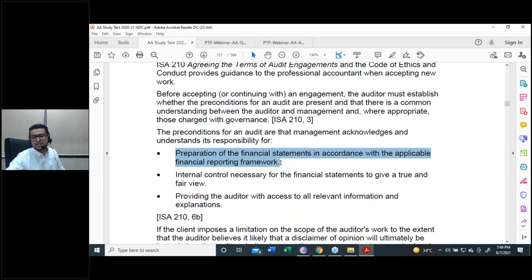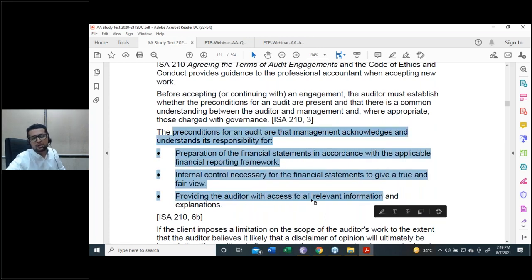And the last precondition is the client has to acknowledge that they are going to provide me with all the relevant information which I need as an auditor for the sake of audit. These 3 things are called preconditions, and they could be tested in the knowledge base.